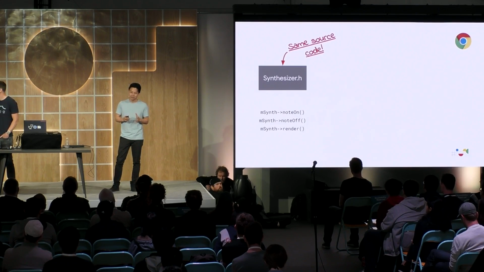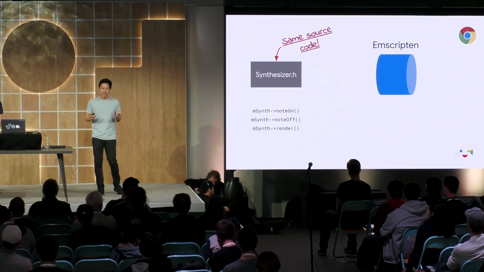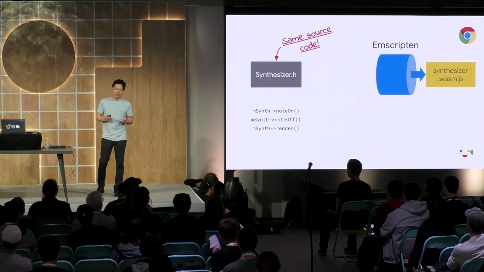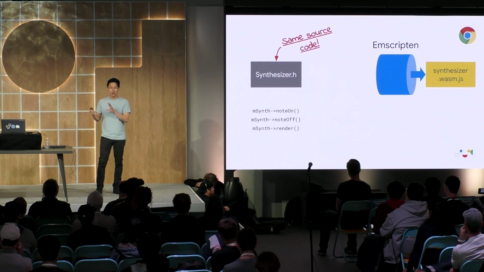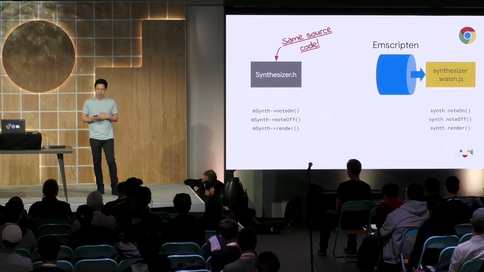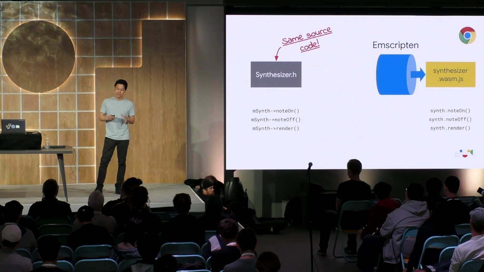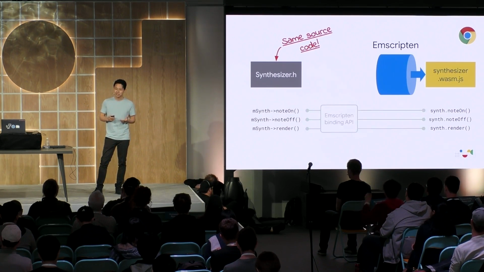So first, we start from the source code, synthesizer.h. This class has methods like note on, note off, and render, and that needs to be compiled with Emscripten, the LLVM-based compiler that compiles C++ source code into WebAssembly, or WASM for short. So ultimately, we will end up with the synthesizer WASM.js file, and the JavaScript object from this WASM module will have the same methods that we exposed, which are note on, note off, and render. But this mapping just doesn't happen automatically, and that's what Emscripten binding API is for.